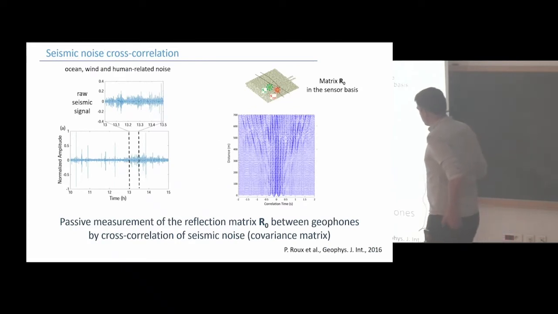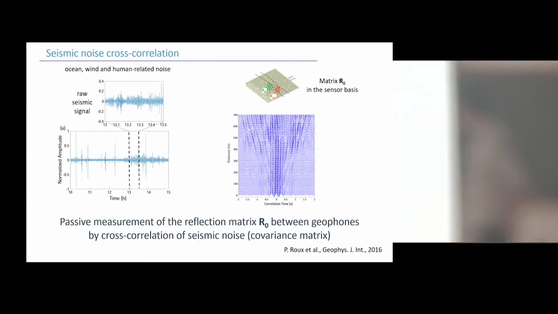Philippe Roux and co-authors, in this paper, already studied the cross-correlation of seismic noise induced by ocean wind and humans in the area, and they managed to extract the Green's function. Here, this is a different impulse response plotted as a function of distance between the stations. You see the first arrivals, and you can see the Rayleigh waves that arrive in the traces of the data.